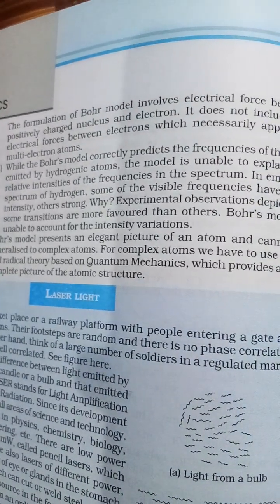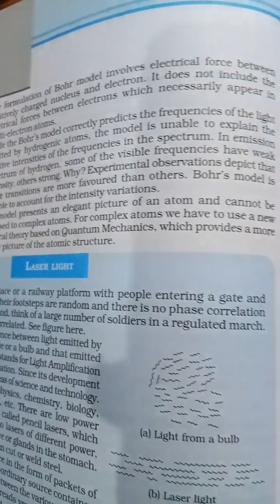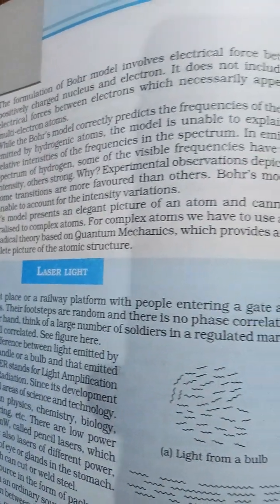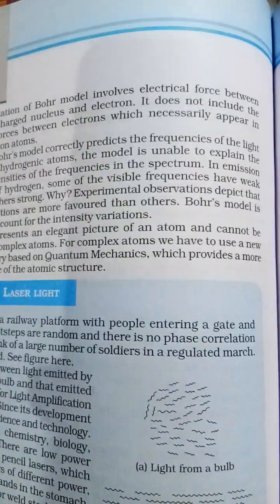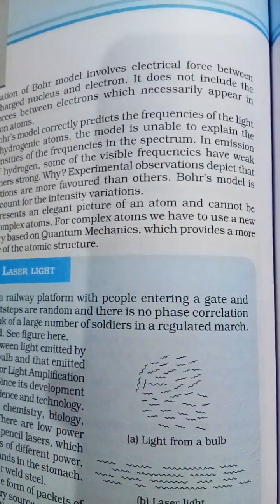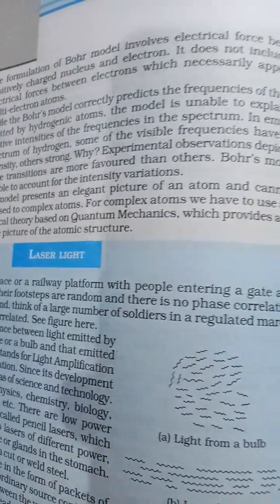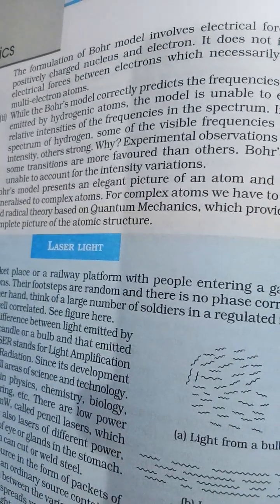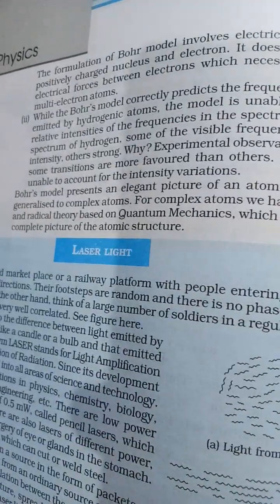While the Bohr's model correctly predicts the frequencies of the light emitted by hydrogenic atoms, the model is unable to explain the relative intensities of the frequencies in the emission spectrum of hydrogen. Some of the visible frequencies have weak intensity, others strong. Experimental observations depict that some transitions are more favored than others. Bohr's model is unable to account for the intensity variations.